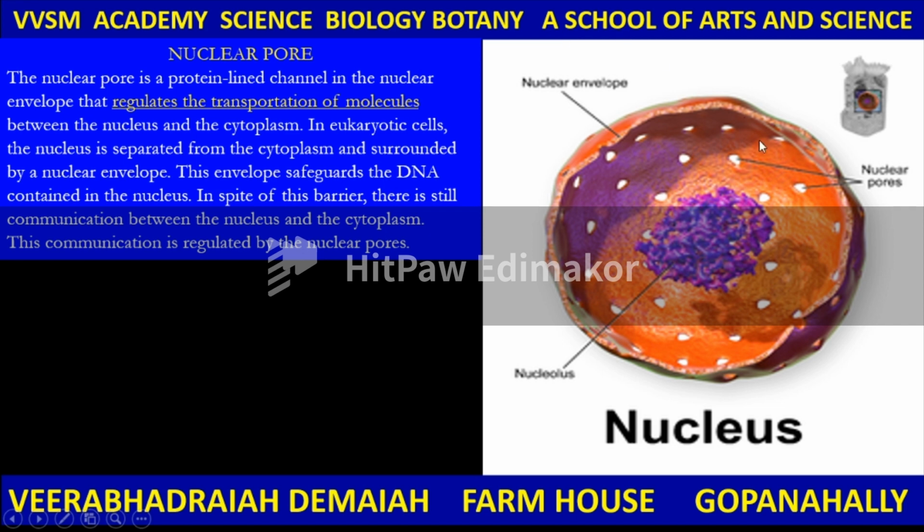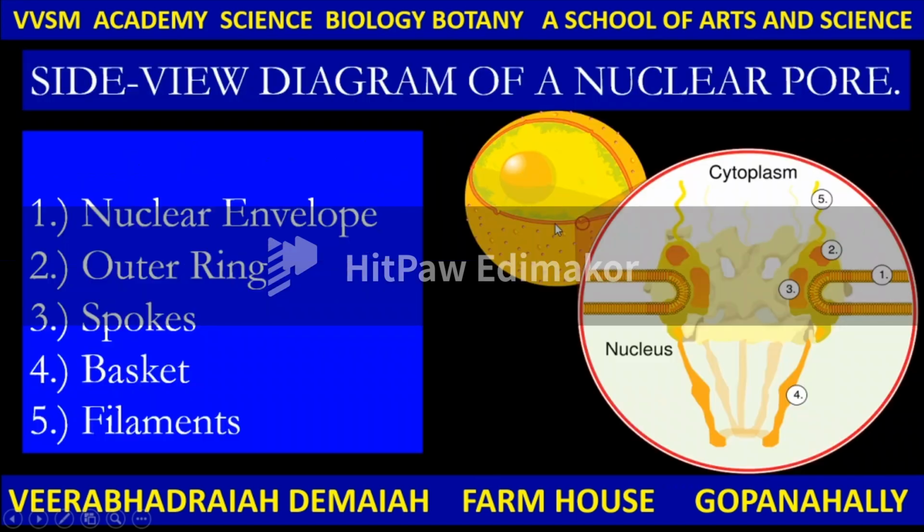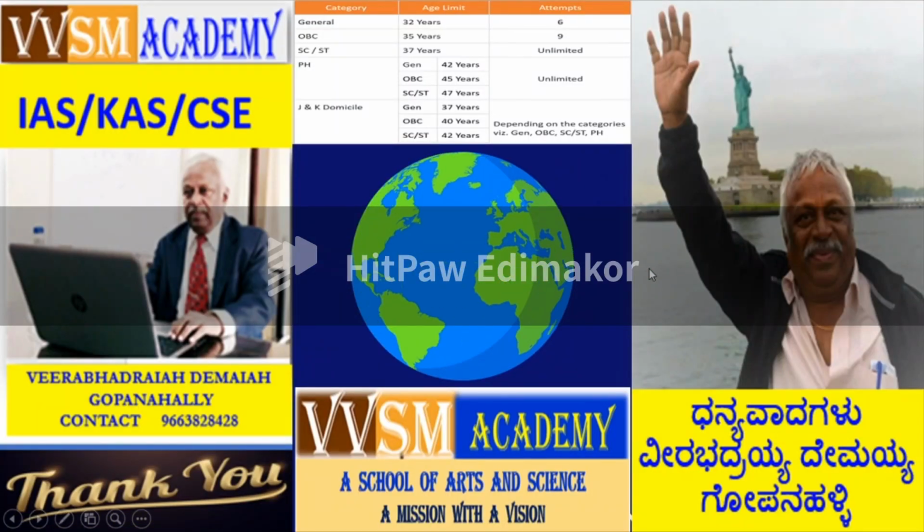These are the nuclear pores. These nuclear pores are responsible for transpiration. Nuclear envelope, outer ring, spokes, and basket filaments. It's a side view diagram of a nuclear pore. This is a very important thing in botanical studies.